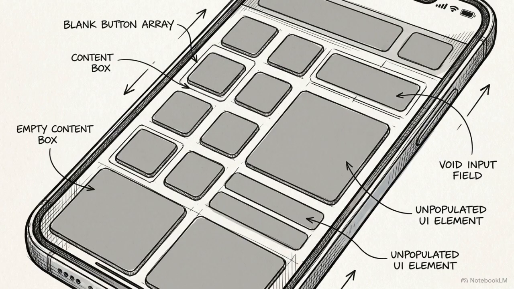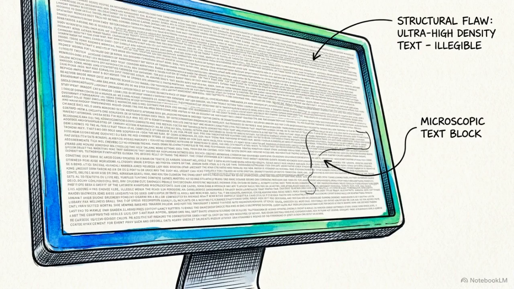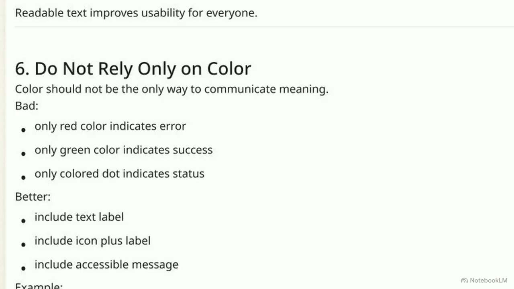The final layer is the visual surface. This is where ambiguous design choices create immediate friction for the end user. We start with typography. Tiny text, dense blocks of paragraphs, and low-contrast gray fonts force users to strain simply to consume basic information. Look at this documentation on bad color practices.